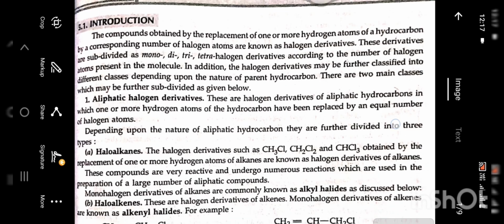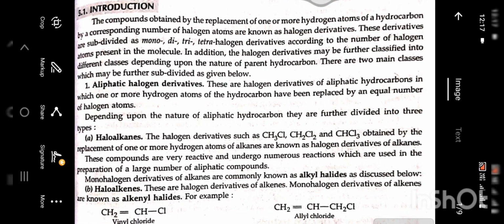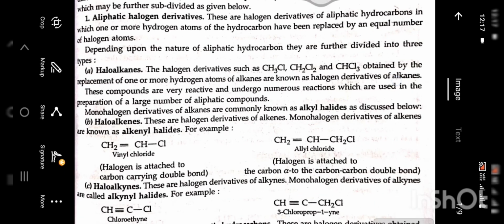Aliphatic halogen derivatives. These are halogen derivatives of aliphatic hydrocarbons in which one or more hydrogen atoms of the hydrocarbon have been replaced by an equal number of halogen atoms. Depending upon the nature of the aliphatic hydrocarbon, they are further divided into three types: haloalkanes, haloalkenes, and haloalkynes.